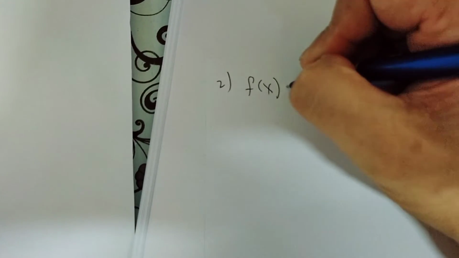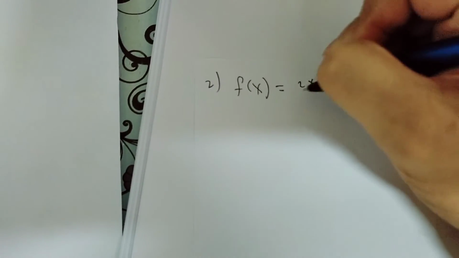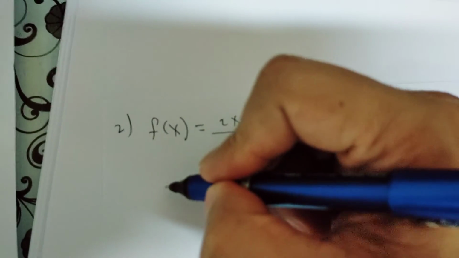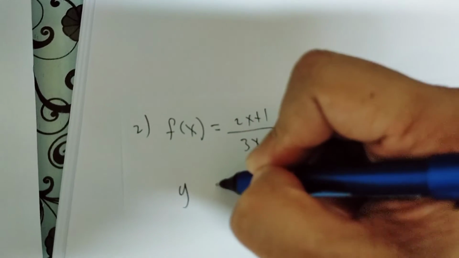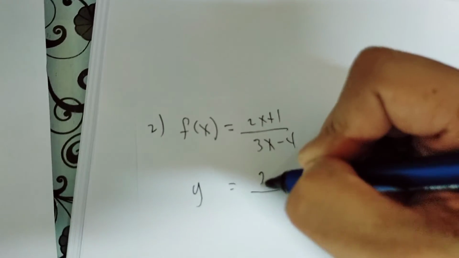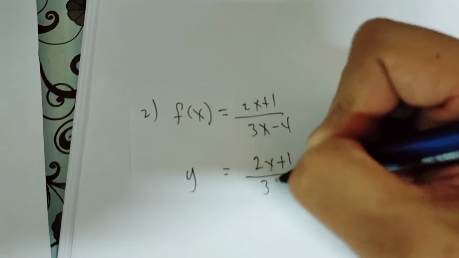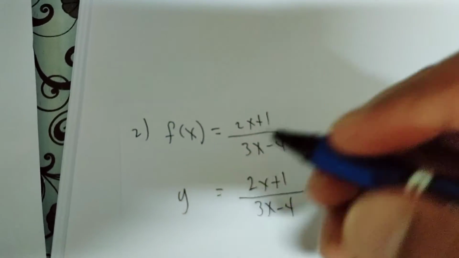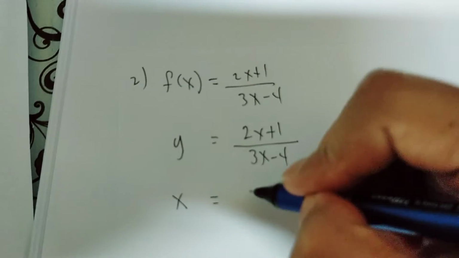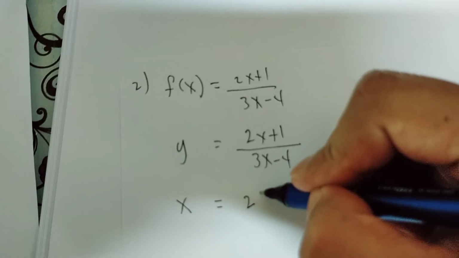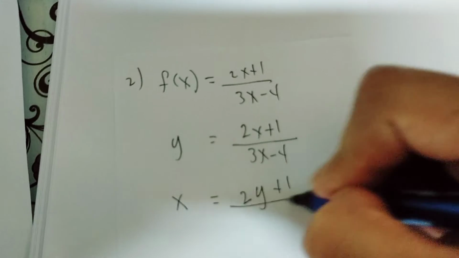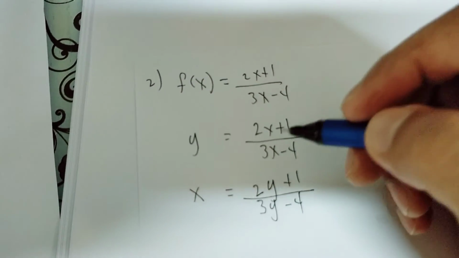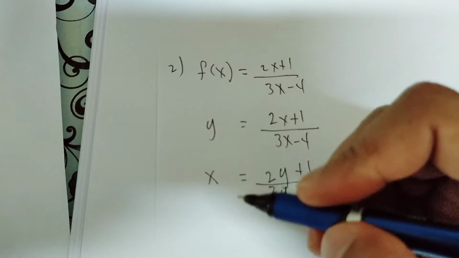F of x equals 2x plus 1 over 3x minus 4. So, our first step, change this into y is equal to, copy lang, 2x plus 1 over 3x minus 4. Then, swap or interchange x and y. Y will become x and x will become y. So, 2x will become 2y plus 1. And 3x will become 3y minus 4. And then, solve for y in terms of x. That is the next step.